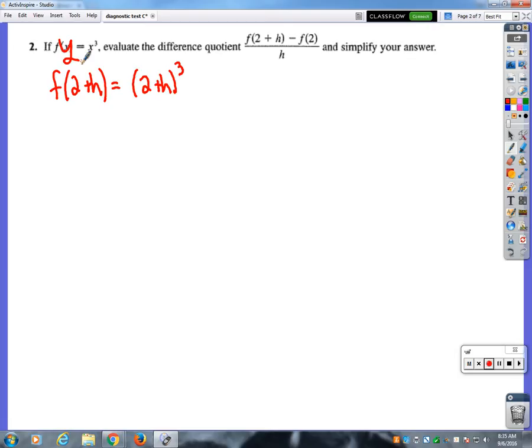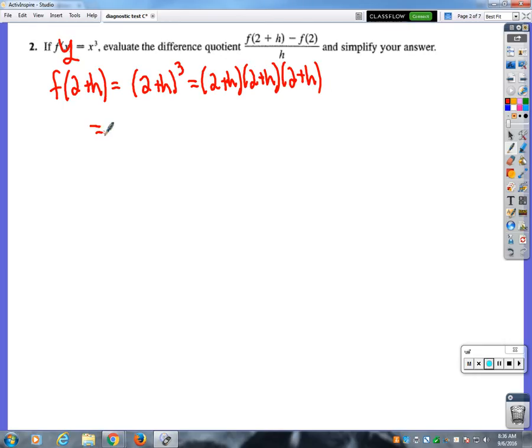Then we're going to figure out what this is, and then figure out what f of 2 is, and then do the math with those things. We're going to go whatever this is minus whatever this is, divided by h. Okay, let's do it then. So 2 plus h cubed, of course, means 2 plus h times 2 plus h times 2 plus h, right?